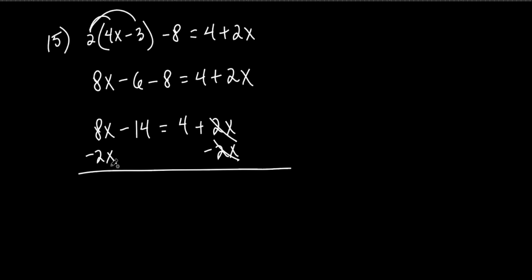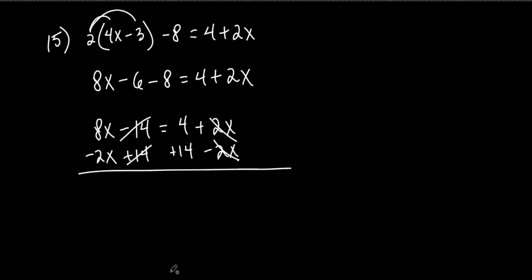I got the x's on the left-hand side. Now I want to get rid of the regular numbers. Okay, the regular number is negative 14. So I'm going to get rid of the negative 14. How do I get rid of a minus 14? I add a 14. If I do that to the left side, I do that to the right side. See what happens to that? That cancels out. So basically I did 2 steps in one.